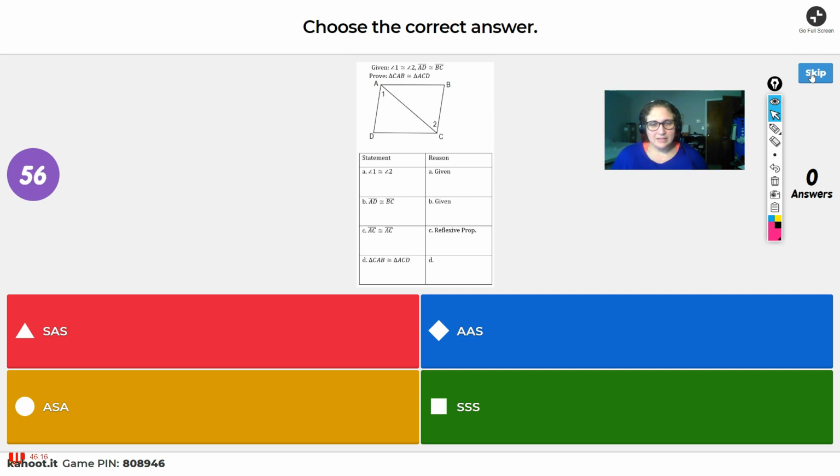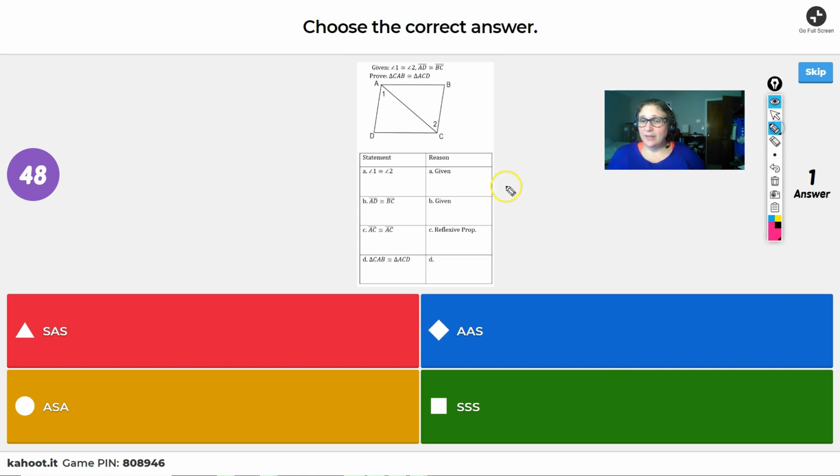What is the correct answer? Why are the triangles congruent? And again, don't overthink it. What is this? An angle. What is this? A side. What is this? A side. Notice I didn't put it underneath the other S. So what's the only thing it could be if you have 2 sides and 1 angle?